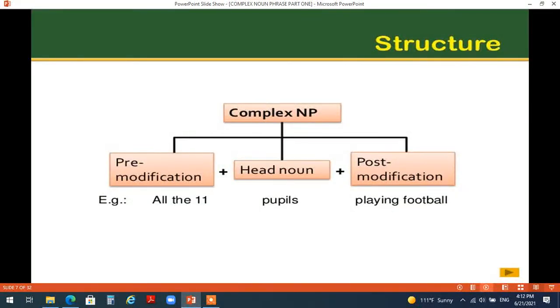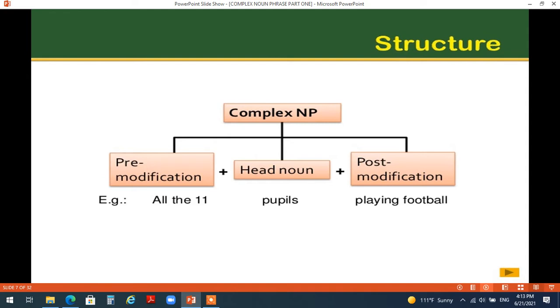Now, regarding the structure of the complex noun phrase, we can say that it is made up of 3 parts. First, we have pre-modification plus the head noun plus the post-modification. For example, all the 11 pupils playing football. Here, the head noun is the word pupils. This head noun, this word pupils, has been pre-modified by using 3 pre-modifiers.